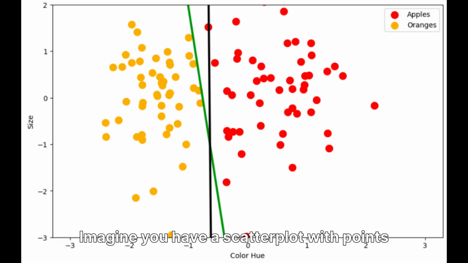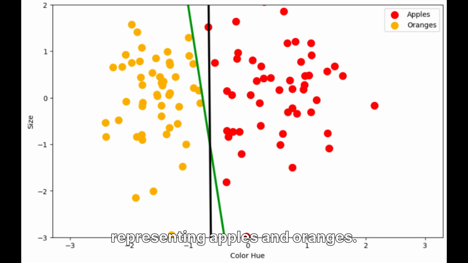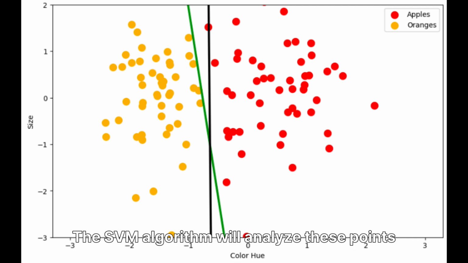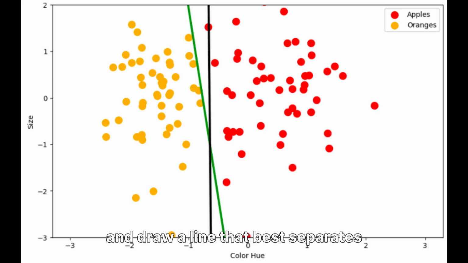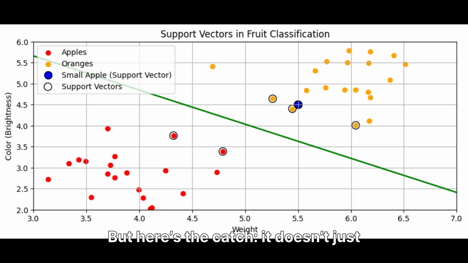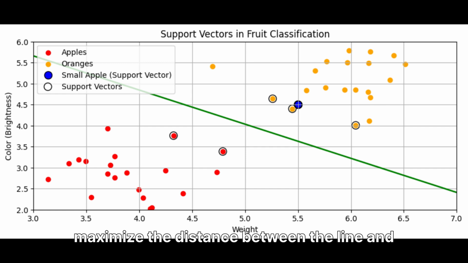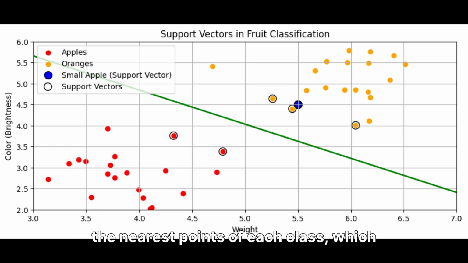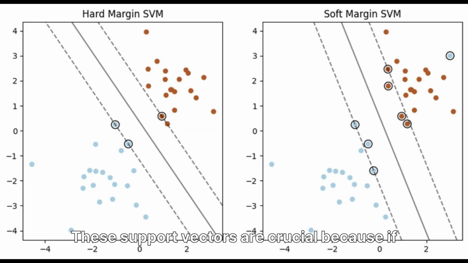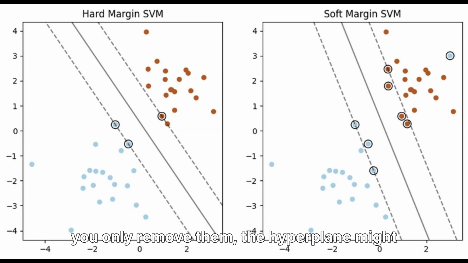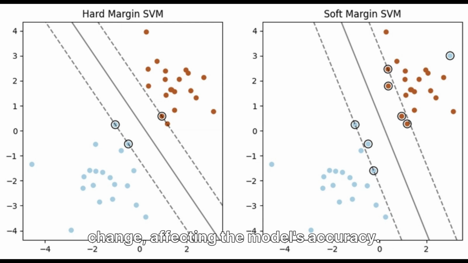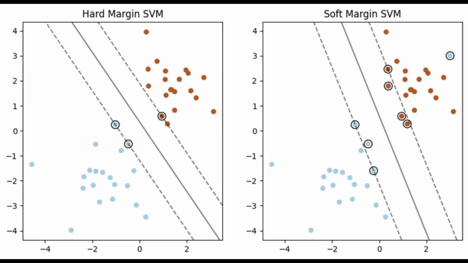Imagine you have a scatter plot with points representing apples and oranges. The SVM algorithm will analyze these points and draw a line that best separates them. But here's the catch, it doesn't just place the line anywhere, it tries to maximize the distance between the line and the nearest points of each class, which are called support vectors. These support vectors are crucial because if you remove them, the hyperplane might change, affecting the model's accuracy.